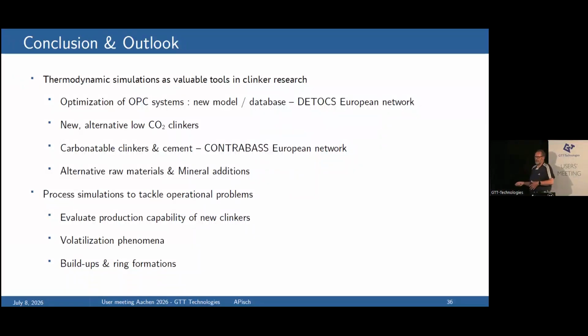It will not be a standalone database. It will be an add-on to FactSage, which is good news for GTT, because people who want to use it have to buy a license.